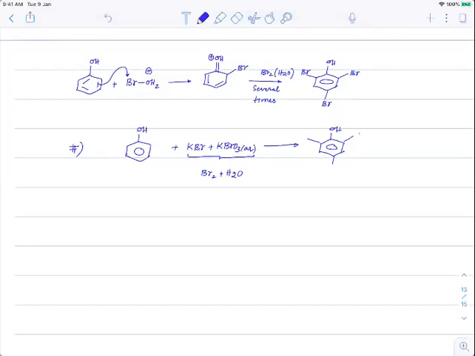Alright. So bromine, bromine and bromine. Okay. It is called 2,4,6 tribromophenol. Okay. This is usually white in color, white crystalline form.